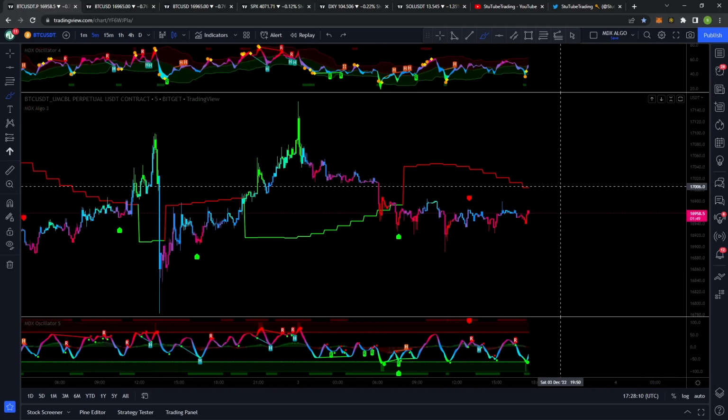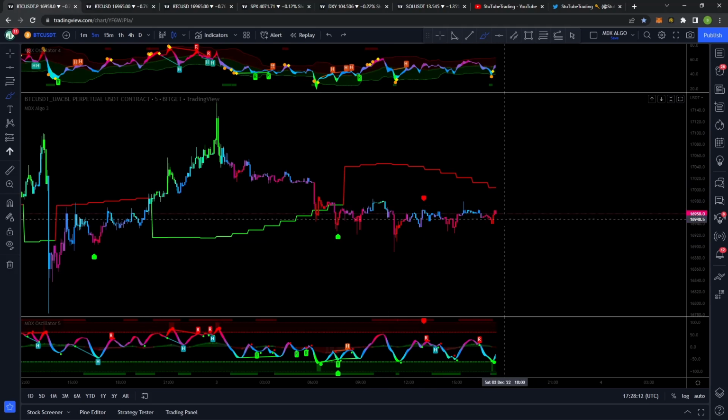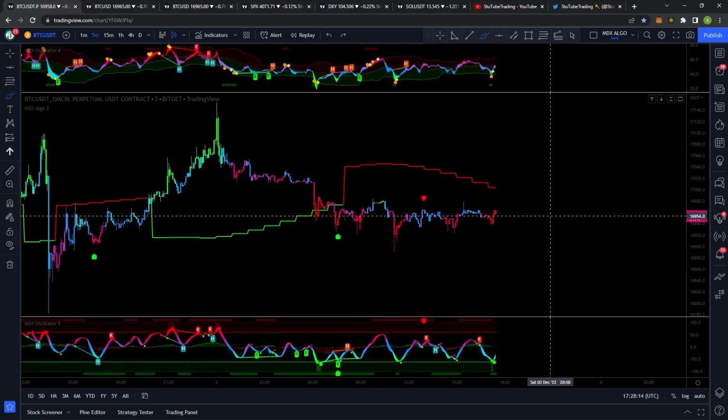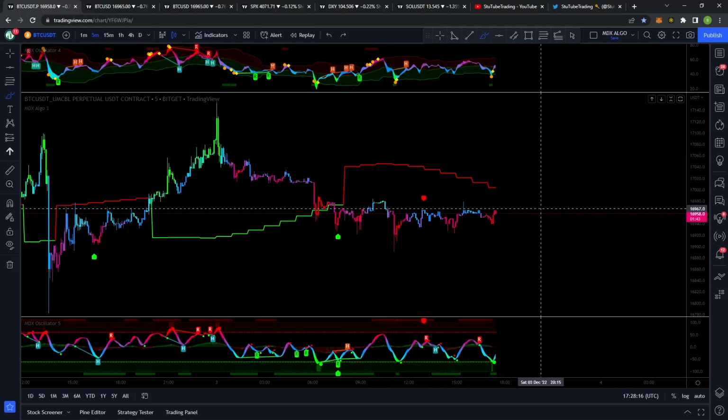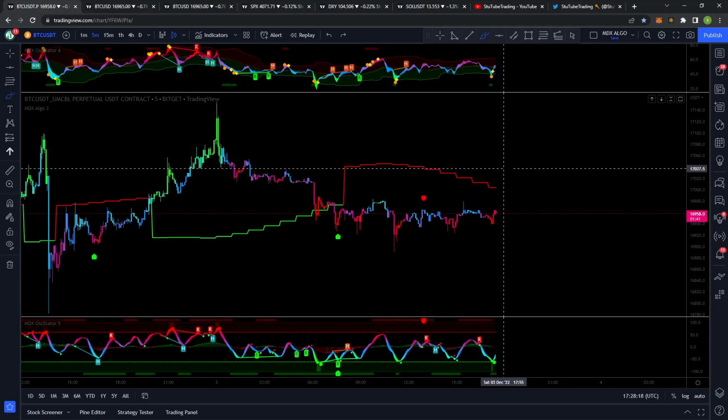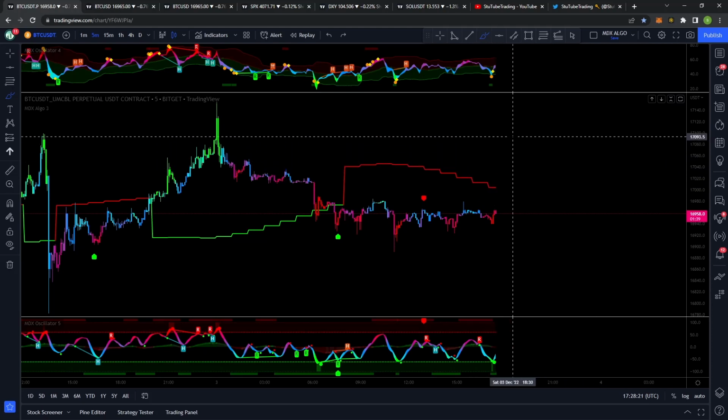But yeah, it's just very cool how well these tools can work together when you add them to your own charting, your own confluence, that sort of thing. So I always just want to bring that up.